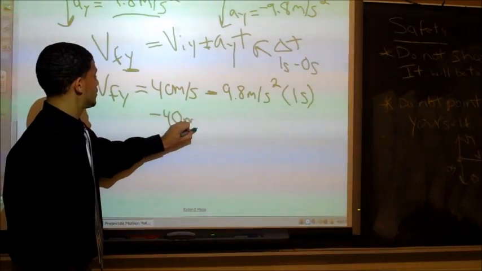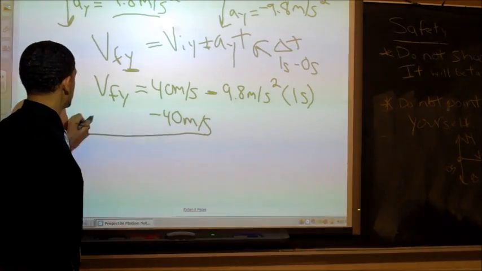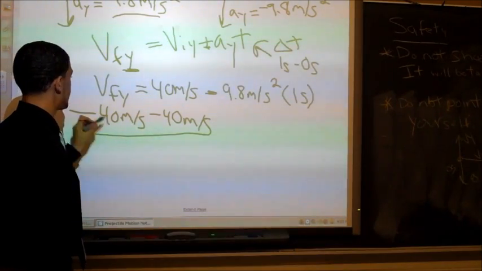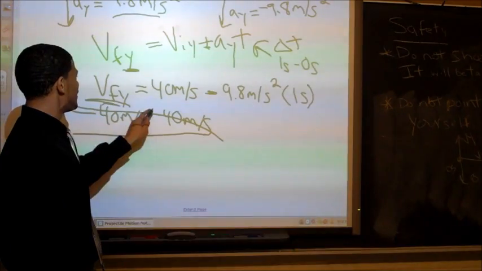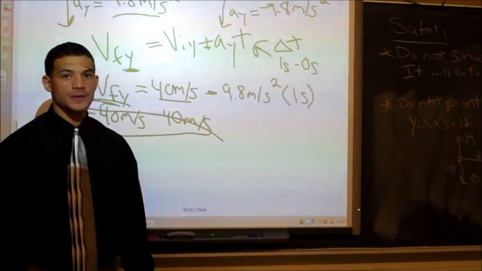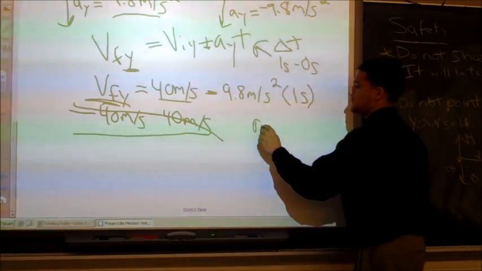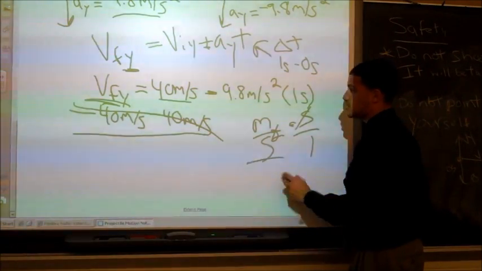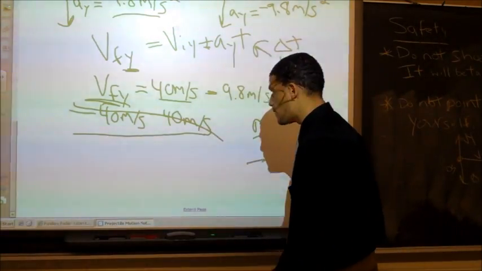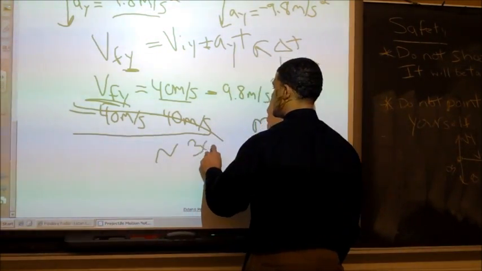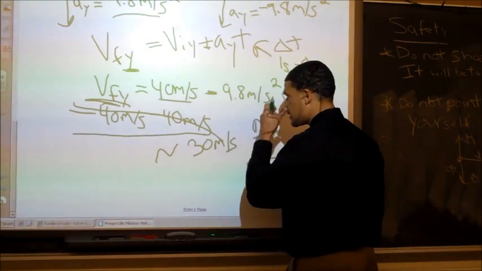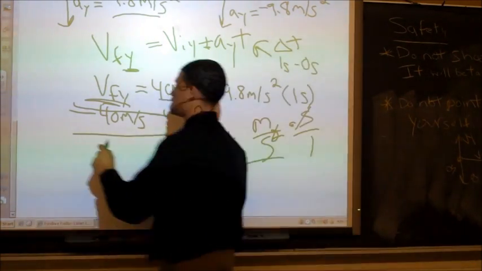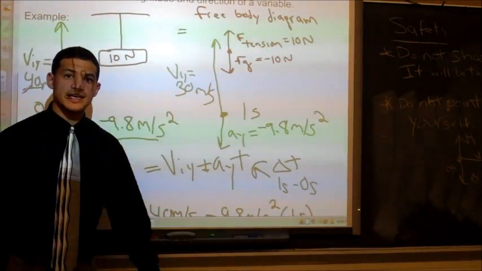I am doing it totally wrong. Scratch that. I don't need to do that. V final equals 40 meters per second minus 9.8 meters per second squared. Mathematically, I have meters per second squared multiplied by seconds. So this and that cancels, and I'm left with meters per second. So I have 40 meters per second minus 9.8 meters per second, which I get approximately 30 meters per second. I technically get 30.2 meters per second, but we're going to round. So I get 30 meters per second, which is the velocity at 1 second.